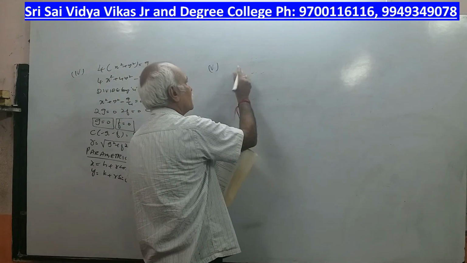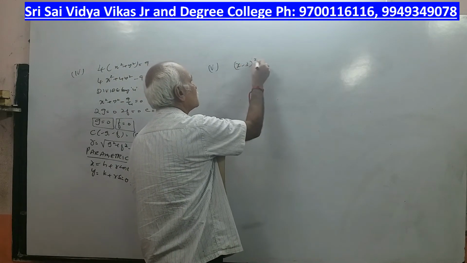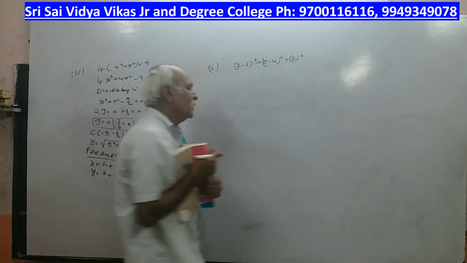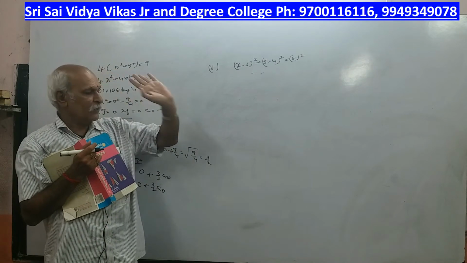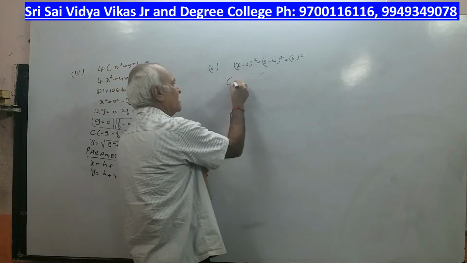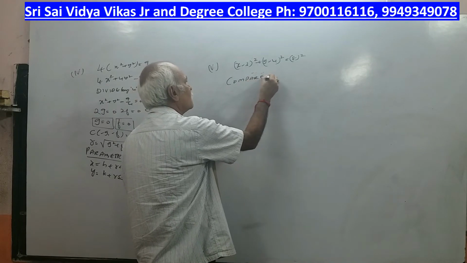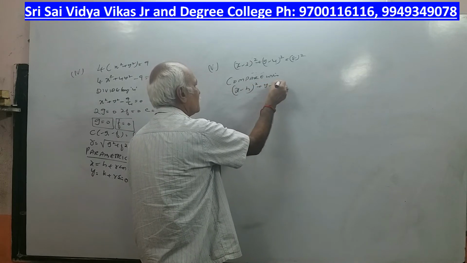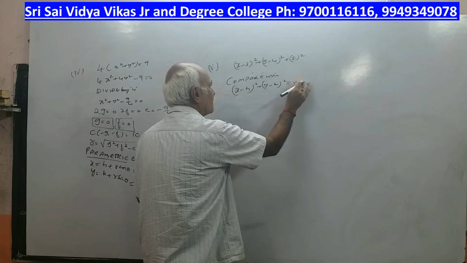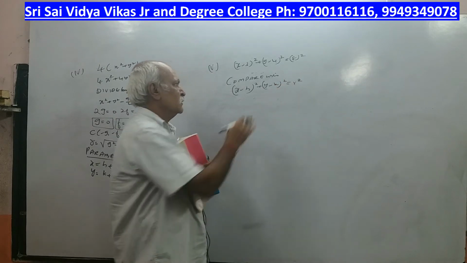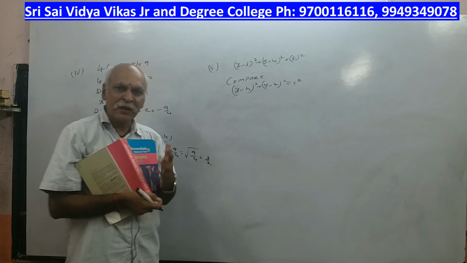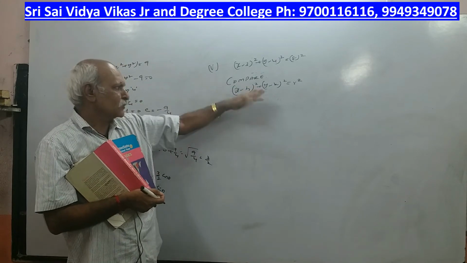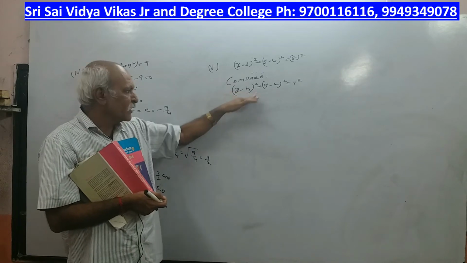(x - 3)² + (y - 4)² = 8². Many times this problem has been given for 2 marks. Look here, I will just write it like this. Compare with our basic formula: (x - h)² + (y - k)² = r². This is the formula of a circle, which we know. It is the basic formula.